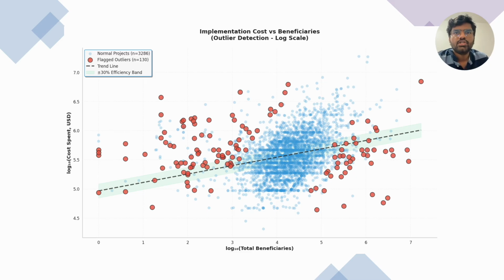This scatter plot shows implementation costs versus beneficiaries reached. Most projects fall within a predictable efficiency band. The highlighted points are statistical outliers, projects whose cost per beneficiary is unusually high or low relative to peers.